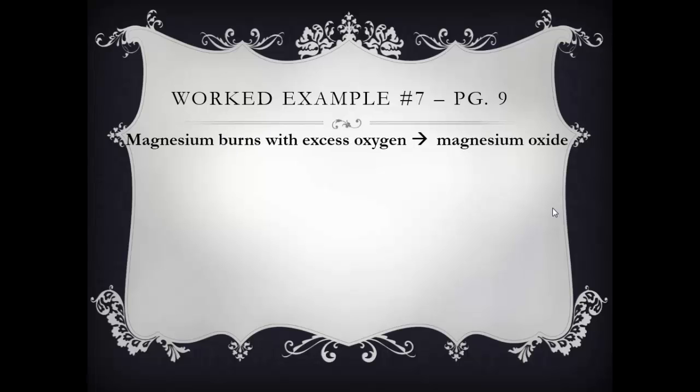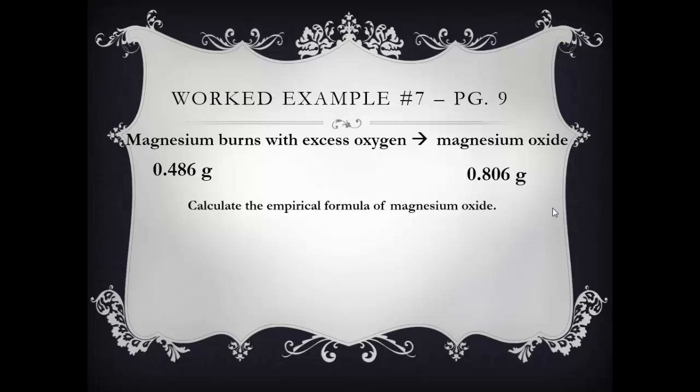Alright, here is the worked example on page 9, number 7. We have magnesium burned with oxygen to make magnesium oxide. We have 0.486 grams of magnesium, and it makes 0.806 grams of magnesium oxide. Question is, calculate the empirical formula for magnesium oxide.